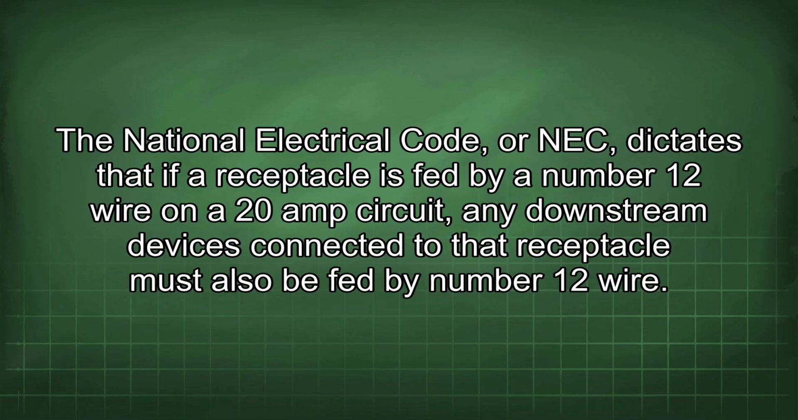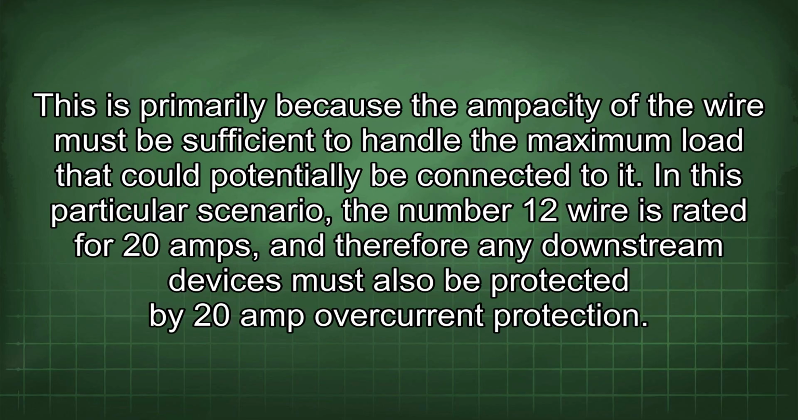The National Electrical Code, or NEC, dictates that if a receptacle is fed by a number 12 wire on a 20 amp circuit, any downstream devices connected to that receptacle must also be fed by number 12 wire. This is primarily because the ampacity of the wire must be sufficient to handle the maximum load that could potentially be connected to it. In this particular scenario, the number 12 wire is rated for 20 amps, and therefore any downstream devices must also be protected by 20 amp overcurrent protection.